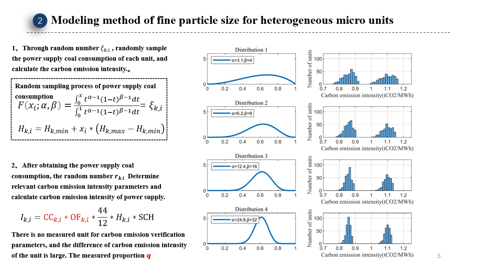Taking one type of unit as an example through random sampling, the statistical chart of power supply, coal consumption, and carbon emission intensity is shown in the red figure. Because no measured proportion is set, there is a clear boundary between carbon emission intensity.